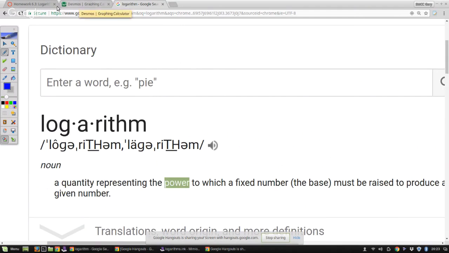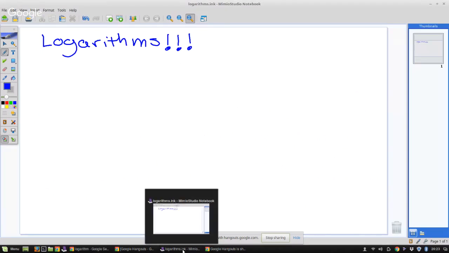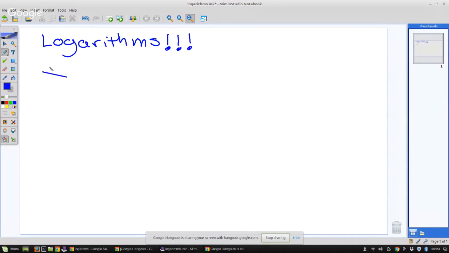Power is an exponent. So what is a logarithm? A logarithm is an exponent. They are synonymous. Logarithm is an exponent.